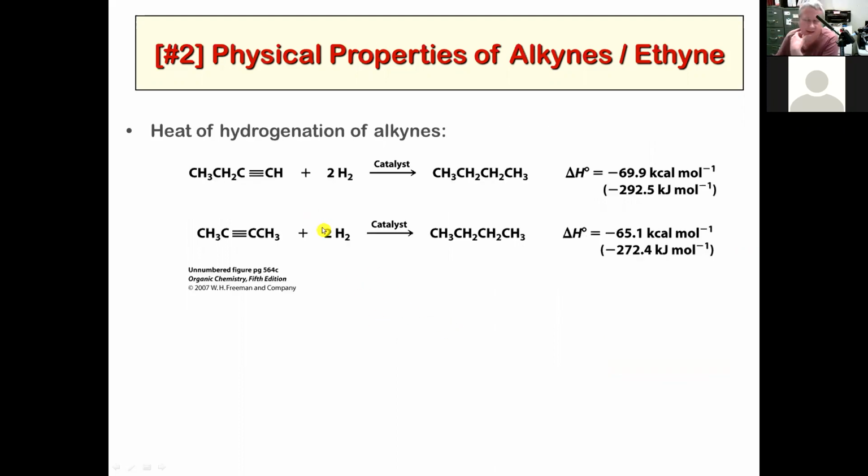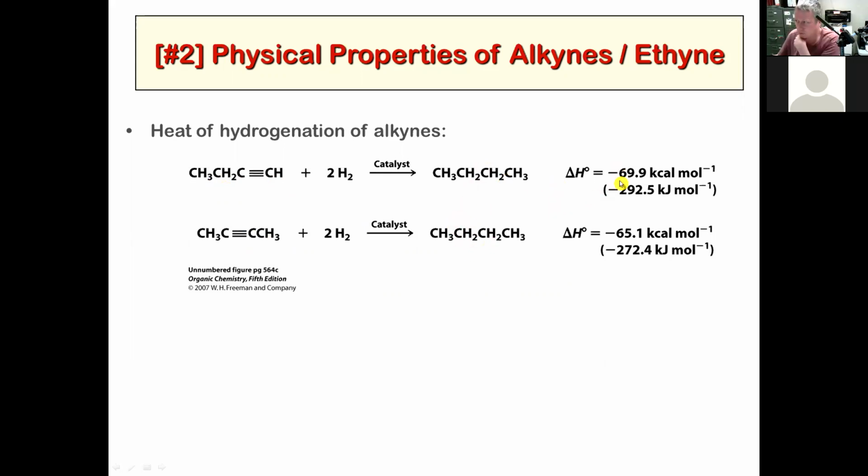Now, if you remember back from chapter 12, there was this concept of heat of hydrogenation. What that means is you can reduce an alkene, you can reduce an alkyne, right? And when you reduce it, you're adding H2. So we go from this 1-butyne, a 4 carbon alkyne, and you're adding two hydrogen molecules, and you get butane, right? You can also do it for another alkyne where it's in the middle. One's at the end, one's in the middle, and it also makes butane. They both make the same molecule.